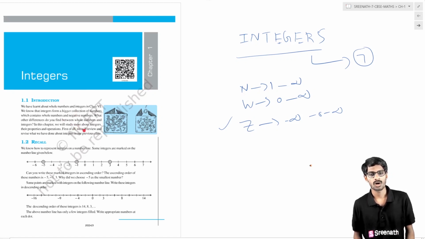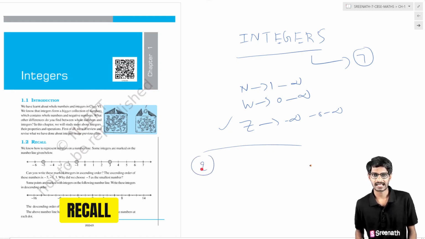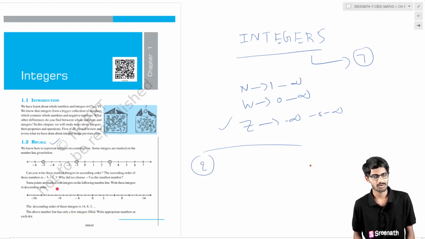Okay, now what will we do? Now we will do much on integers. This is the first topic which is completed. Now we are entering into the second topic. What is the second topic? Recall. What are we doing now? We are just recalling our previous knowledge.